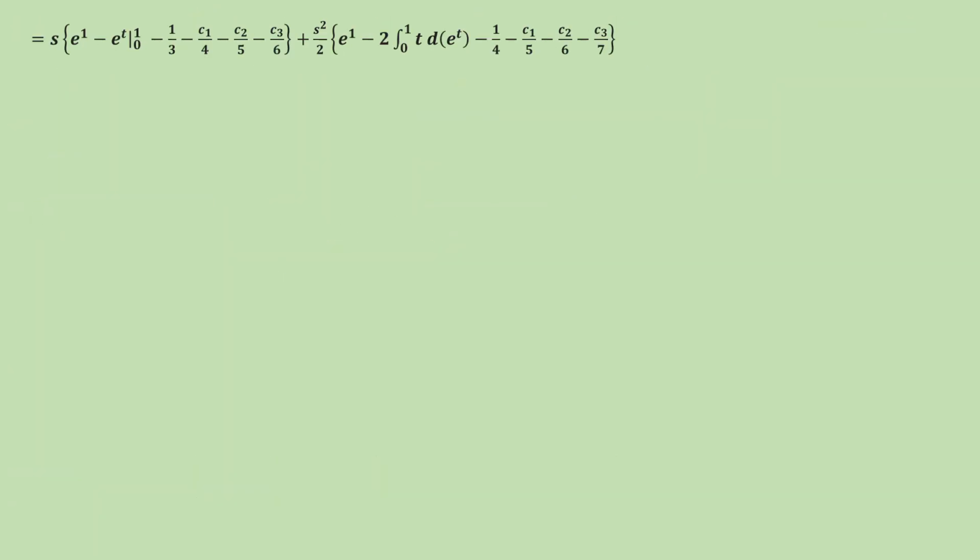So s into, we are grouping all those things and substituting the upper and lower limits. The second-level integral of e power t is e power t, and we substitute: s into e power 1 at the upper limit minus e power 0 at the lower limit. So minus e power t from 0 to 1, lower limit and upper limit.